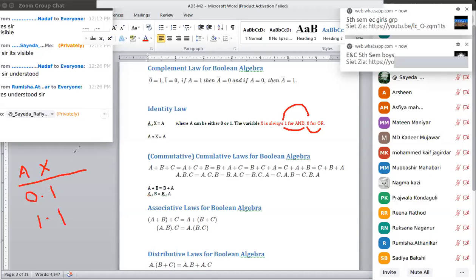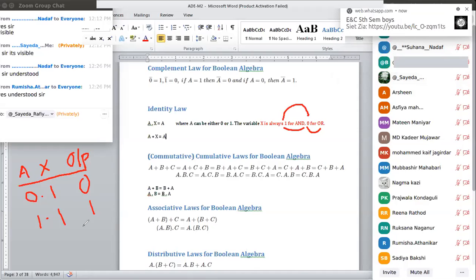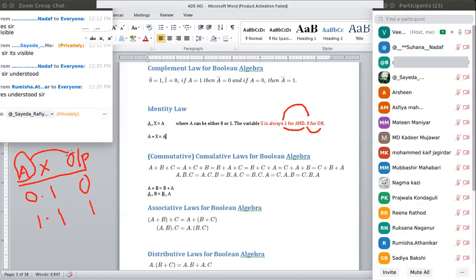What will be the output? 0 dot 1 is 0, 1 dot 1 is 1. So what I am getting here is that whatever the input A is, that is reflecting at the output side, right? But what about this x variable? It is always 1. So for AND operation, the x should always be 1, and for OR operation, the x should always be 0. Let us see now.